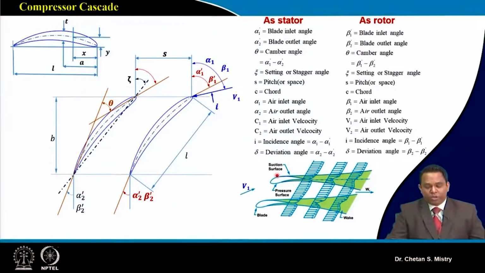Now here, this is what represents my blade, and as we have discussed, this is the velocity with which my flow is striking my blade.